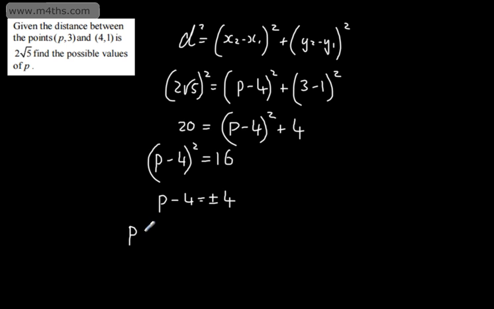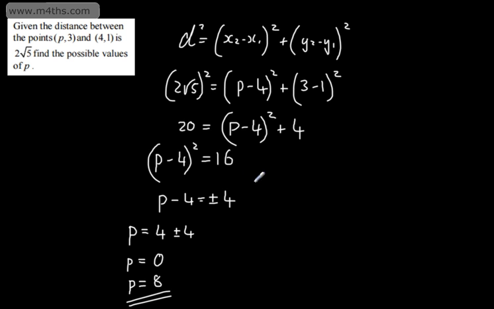That's going to give me 2 solutions. So p is going to be equal to, adding the 4 to both sides, plus or minus 4. So p will be equal to 0 or p will be equal to 8. So all I've done is solve that.